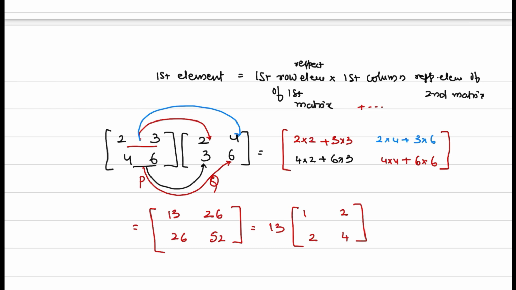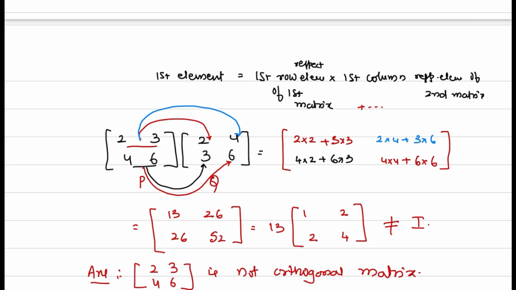Thirteen is a scalar, I have taken it out. 13 into 1 is 13, 13 into 2 is 26, 13 into 2 is 26, 13 into 4 is 52. This is not equal to I. Hence, [2, 3, 4, 6] is not an orthogonal matrix.